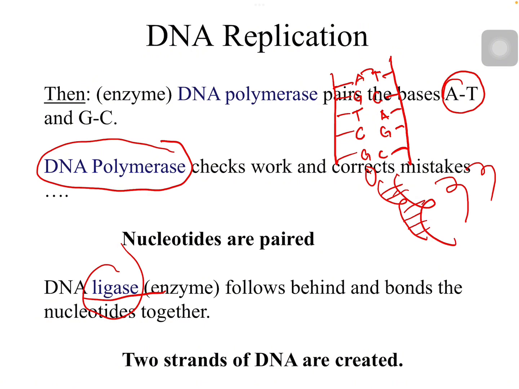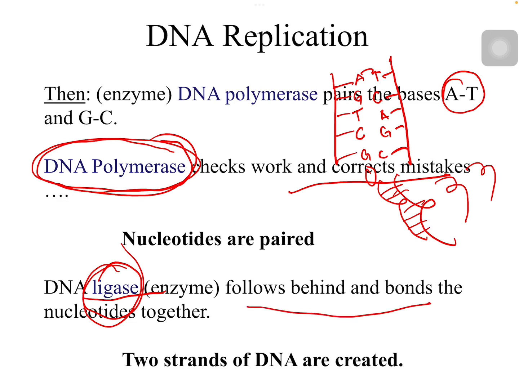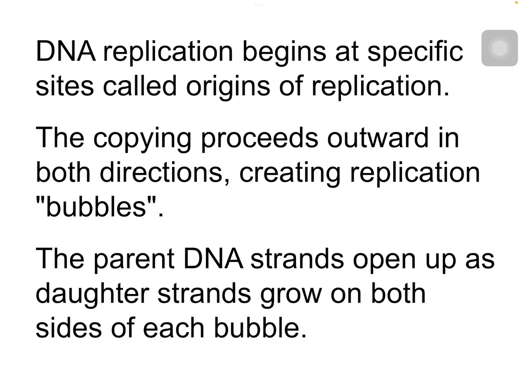Once everything has been paired, DNA polymerase will follow through. DNA polymerase checks for mistakes, in case there was a wrong pairing during replication. And lastly, DNA ligase will follow through to bond the nucleotides together. Are we clear on that?